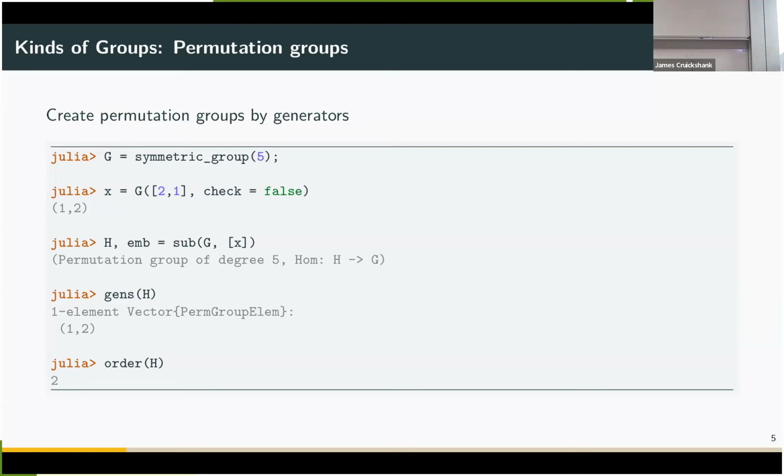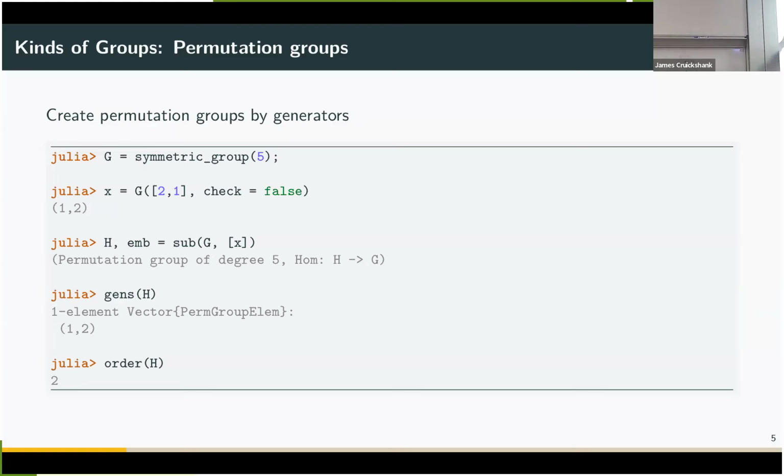And then, here I have written check equals false. In many cases, if we don't do this, such a constructor will be very careful. Is this permutation something which really lies in the group? And therefore it performs a membership test. Well, if you know what you're doing, you can skip this membership test by writing this. If not, then it's better to have this check. But one has to keep in mind that coercing something into, so embedding into, a permutation group comes with some overhead.